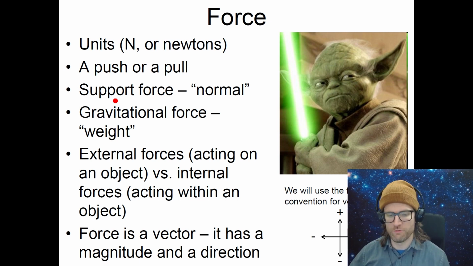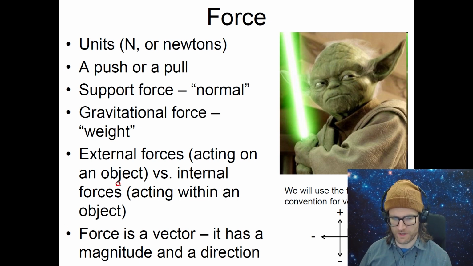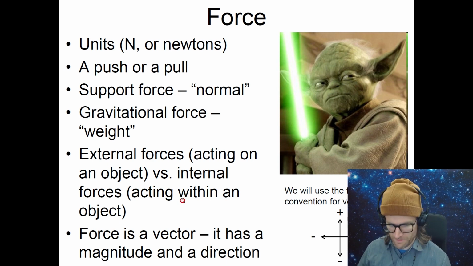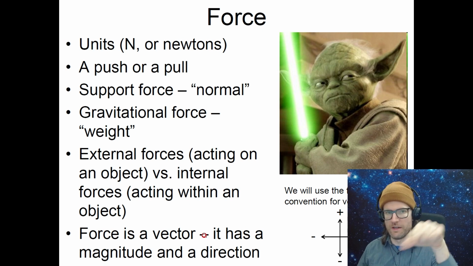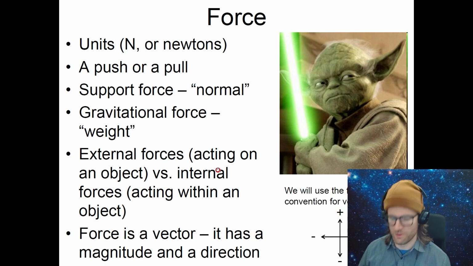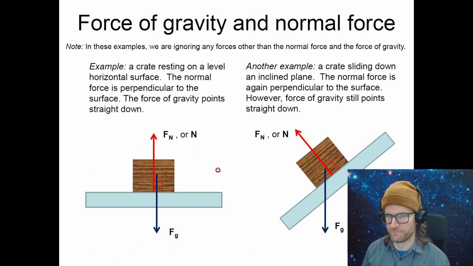There's external forces acting on an object from the outside. There's internal forces holding an object together. And force is a vector. It has a magnitude and direction. So it can be in many different directions depending on which direction an arrow is facing. Okay, force of gravity and the normal force.